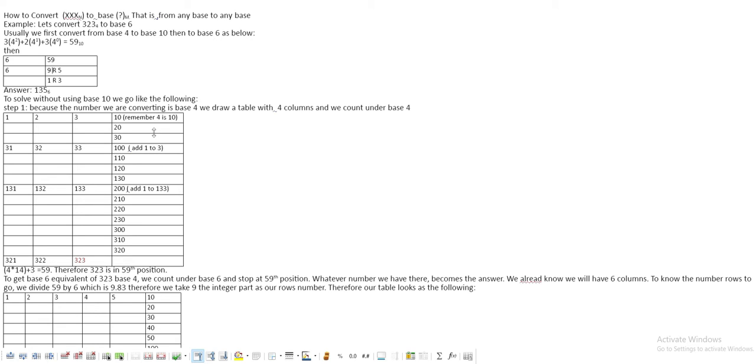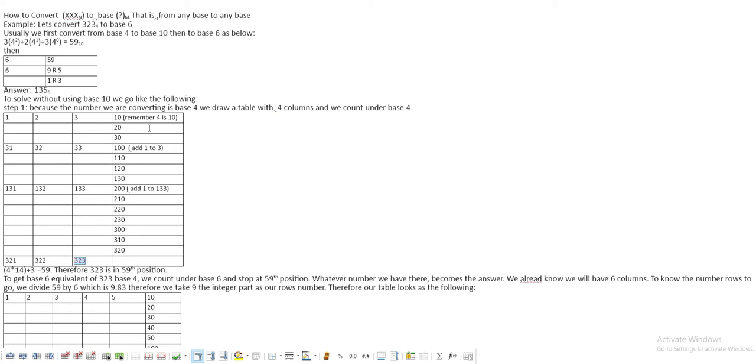Now, to solve it through counting, you draw a table. We are converting from 4 to 6, so draw a table with 4 columns, then count to the 59th position. This is the 59th position. The figure you have here becomes your answer.